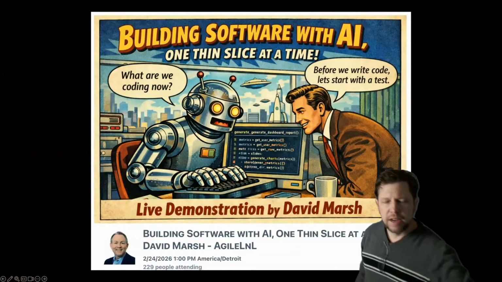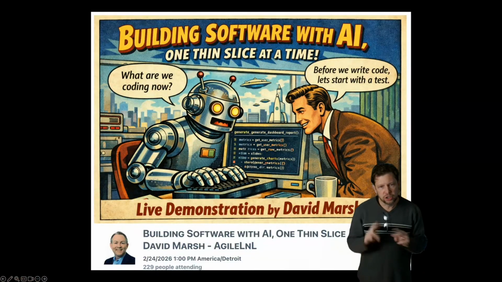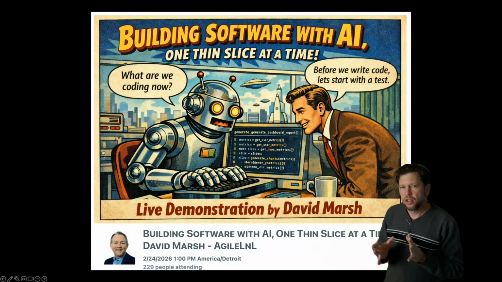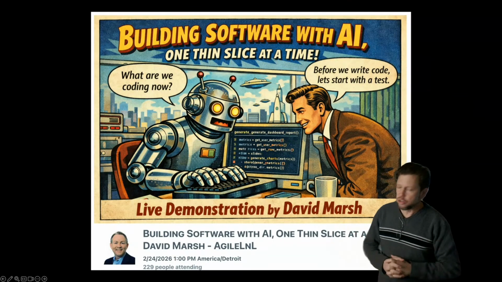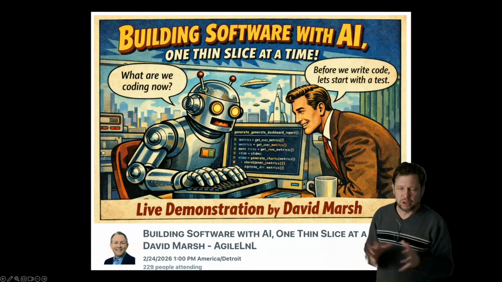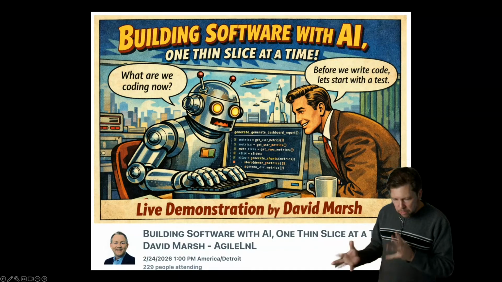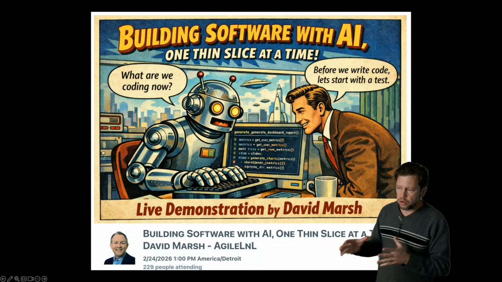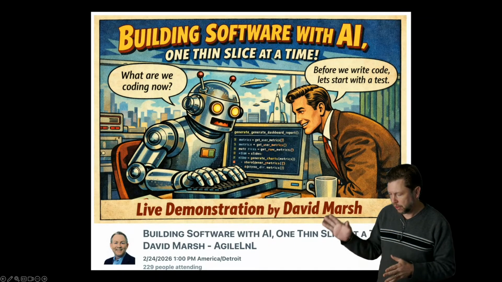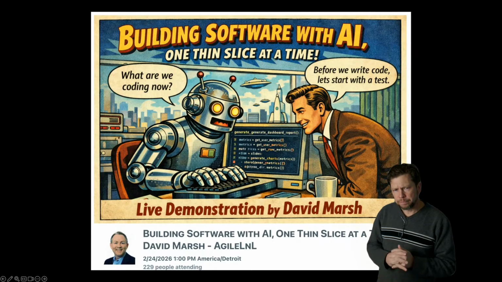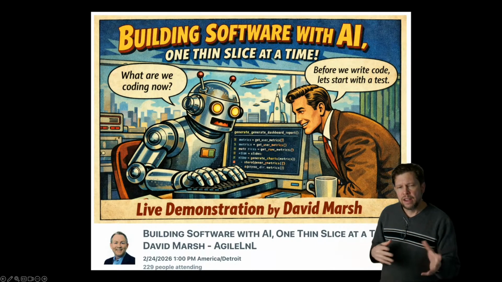Coming up, not next week, but the week after that, in 2 weeks, David Marsh is going to be talking about using AI to build software. He's going to be doing a live demo. So there's all kinds of things I'm sure that can go wrong, but I think this is going to be very interesting. David Marsh is one of the first Agile coaches I worked with when I started doing coaching for the federal government in the U.S. And so he's got a lot of insight. And he and I were talking.